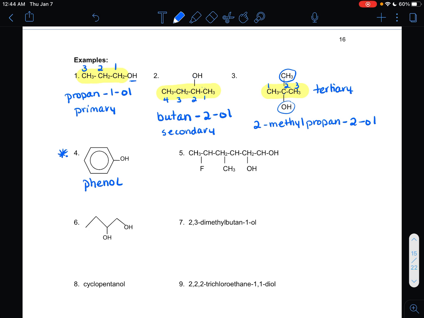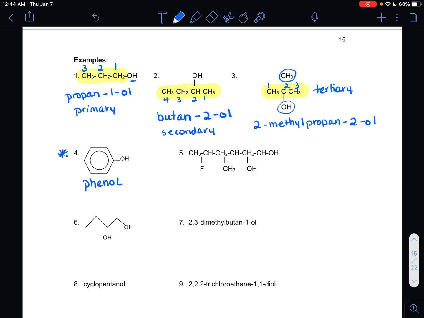Because when you think about it, that alcohol group is going to be more reactive than benzene. Remember, benzene isn't very reactive at all. It's very much like an alkane. So that gives a little bit more precedence to the alcohol group. So that's something that you are going to know. And remember that it's phenol, not phenyl. Okay? All right, here we go.